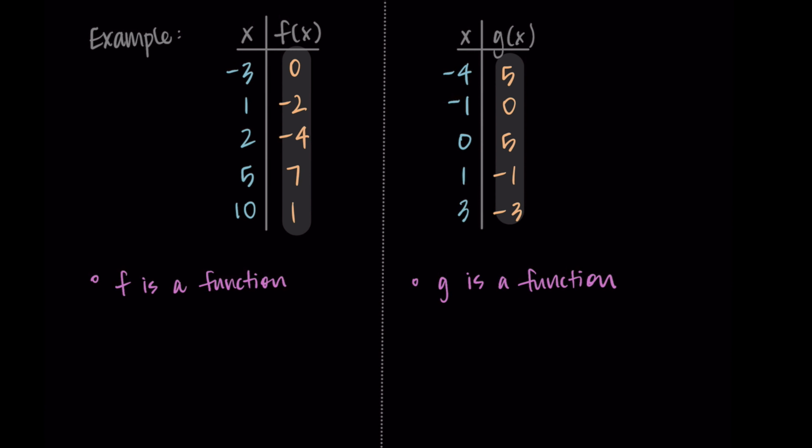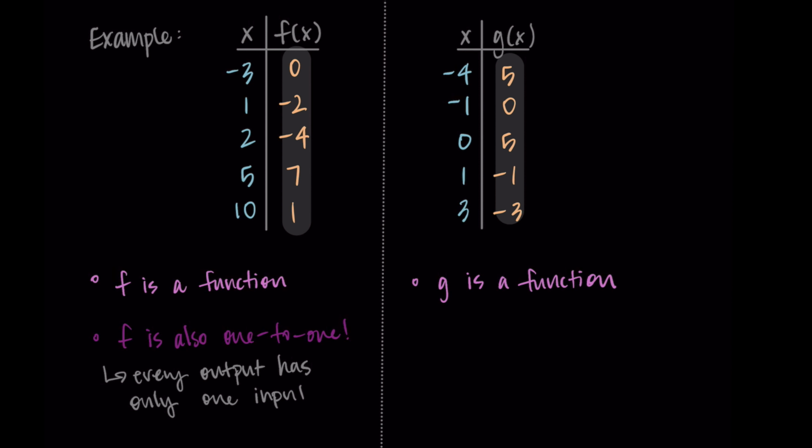So what we do is we check the outputs, and we want to make sure every output shows up only once, meaning it only has one input that corresponds to it. So here, all of the outputs of f only have one input, and so this works. This is 1 to 1. So f is 1 to 1, meaning that every output has only one input.